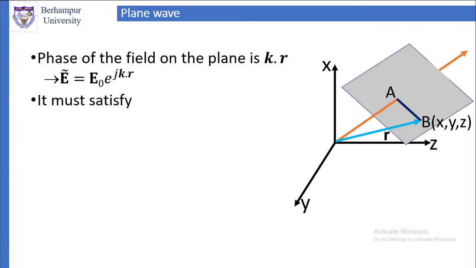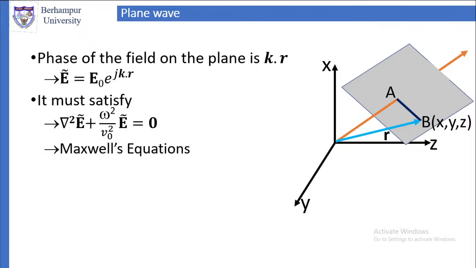The wave equation is del square E tilde plus omega square by V0 square E tilde is equal to 0, where E tilde is the spatial part. And why are we taking this? Why are we not taking the temporal part? Because we know the temporal part varies as exponential minus j omega t. So that part we are not taking. Now we are interested in the spatial variation, or variation in the space.